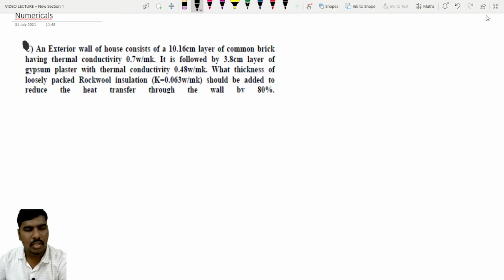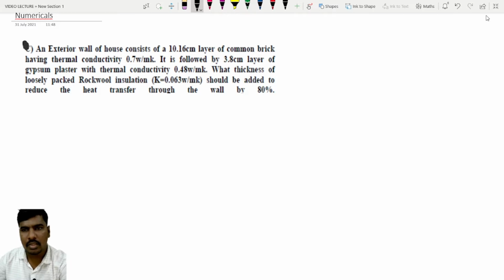So here the problem is given: an exterior wall of a house consists of a 10.16 centimeter layer of a common brick having thermal conductivity 0.7 watt per meter degree. It is followed by a 3.8 centimeter layer of a gypsum plaster with thermal conductivity 0.48 watt per meter degree Kelvin.